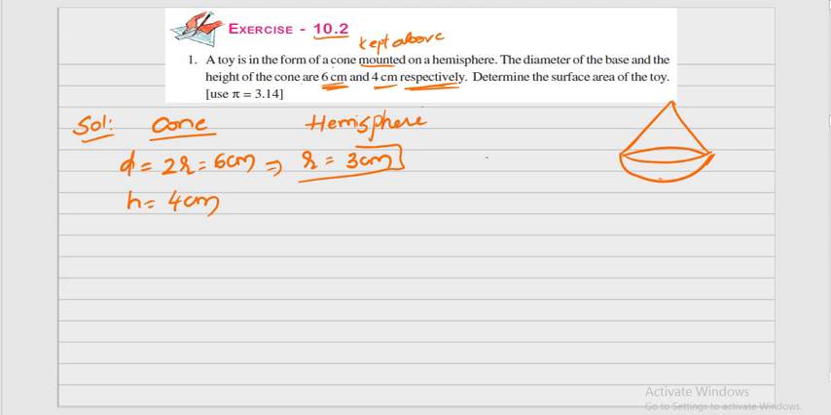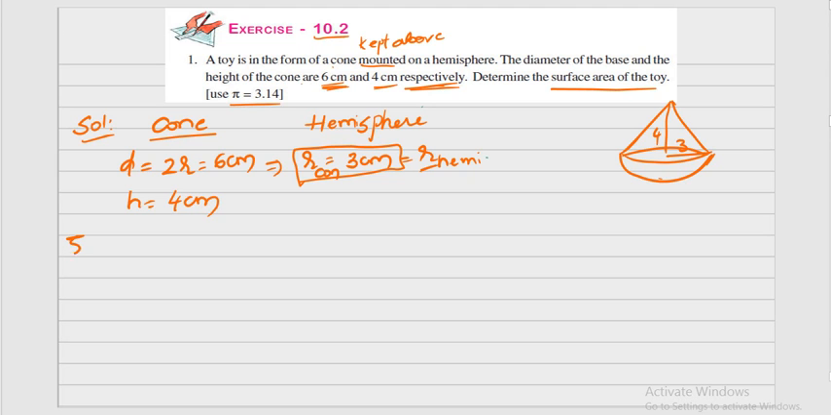This is the same for both the hemisphere and the cone. That means this is the radius of the hemisphere also. So the radius of the cone and the radius of the hemisphere are nothing but the same thing. Now this is 3 centimeters and he has given the height of the cone as 4 centimeters, right? So this is 3, this is 4. Now I need to find the surface area of the toy, and he has given to use pi equal to 3.14 only. If mentioned, then you can consider 3.14. If not mentioned, go with 22/7.